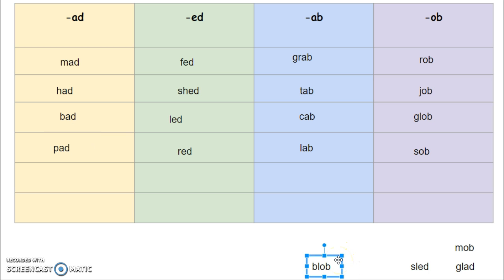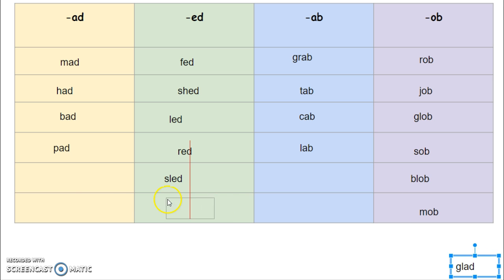Blob. The Play-Doh made a big blob on my paper. Good job, OB column. Sled. I love to ride on a sled in the snow. Good job, ED column. Mob. When we walk down the hall, we walk in a line instead of a mob. Good job, OB column. Glad. I am so glad you're doing so well in this sort. Awesome job, AD column. Good luck on your test.